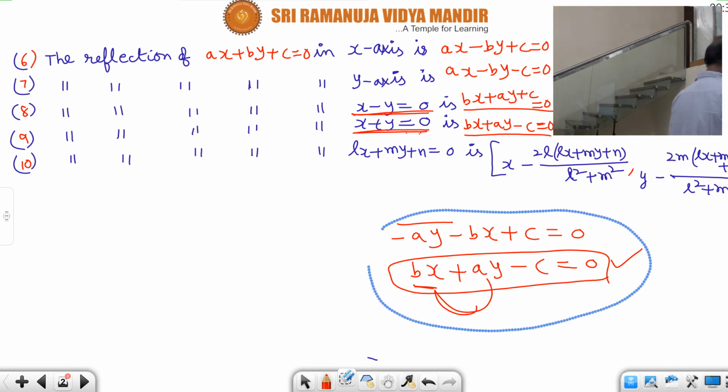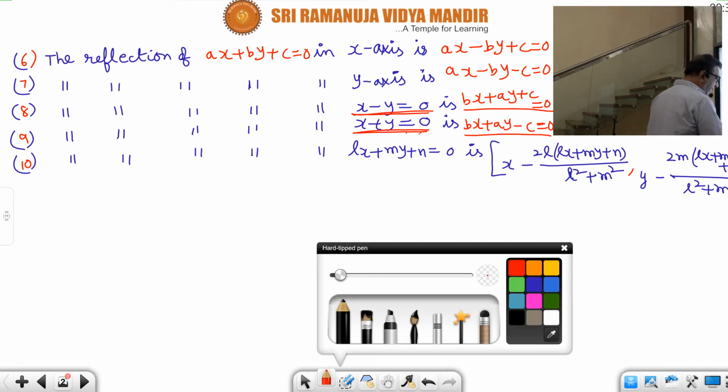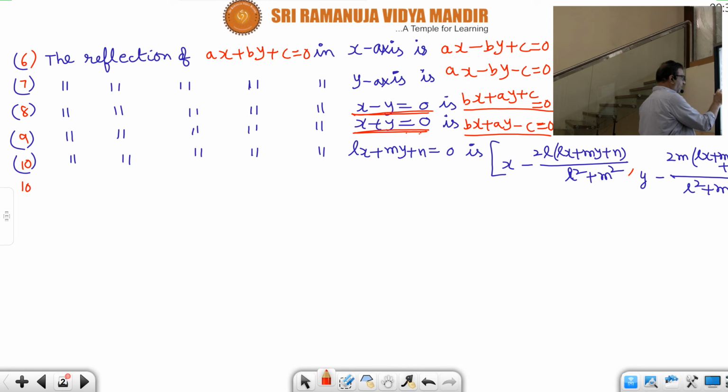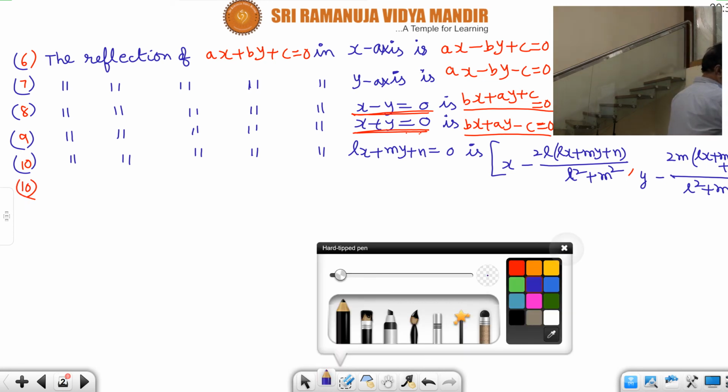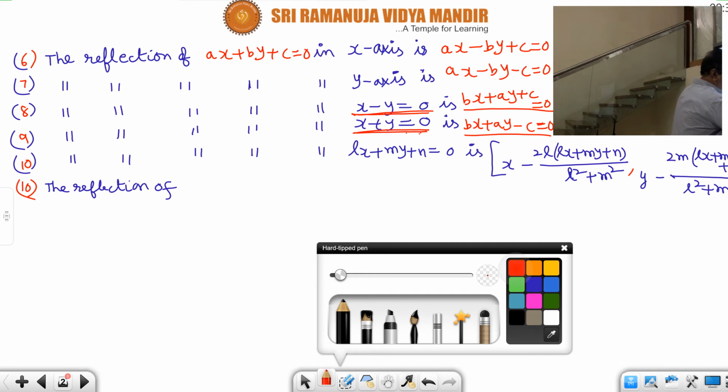Reflection of a line in another line. Both are general lines. So, I'll write that formula. 10th one I am writing again, because this is the most important formula, you have to remember this. The reflection of, I am writing again separately. The reflection of ax plus by plus c is equal to 0.